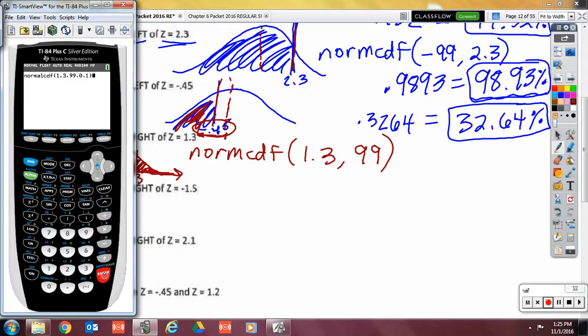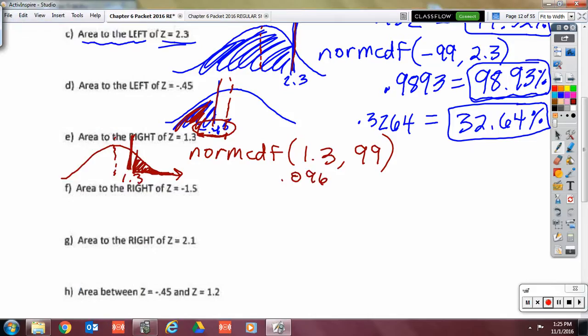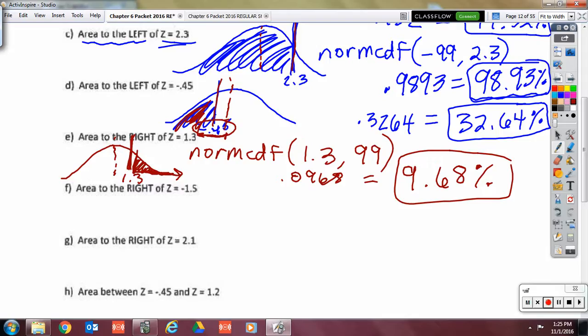Okay, and then you're pasting that. And so how much percent is 0.0968? Yes, that is right, 9.68%. So that was a very small amount above that point.